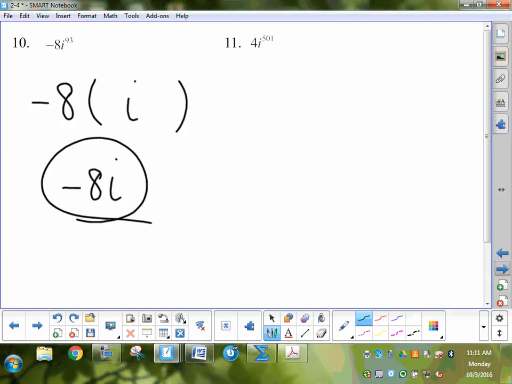Next one up, i to the 501st power. I think I might have even used this example before. What multiple of 4 is right near 501? Because you know one of the multiples, and that multiplicity continues on forever. What multiple is nearby? 500 is, so 501 would be an i, so that would be 4i.